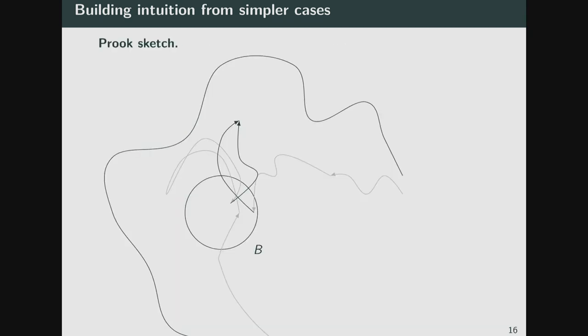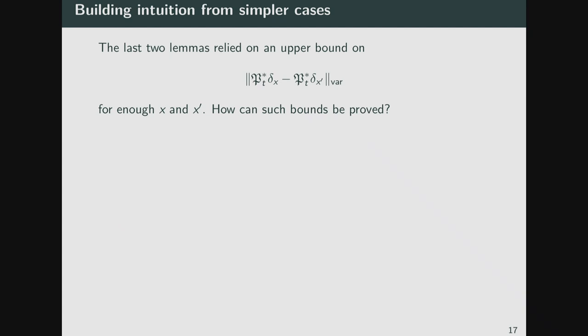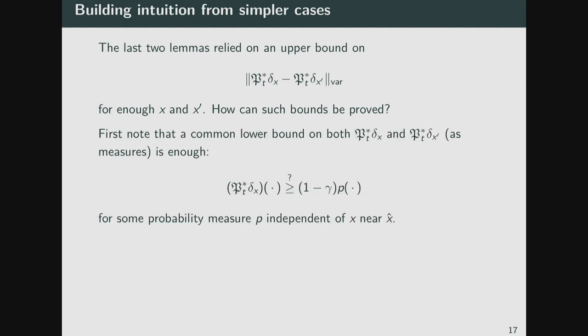Now, so I've introduced, there were two main words in the first line of my title. It was a coupling and controllability approach. So that was the coupling part. Now, why controllability? Why is controllability important in this business? Well, it's because in those two lemmas, right, you need an upper bound on the difference. And to get an upper bound on the difference, it's sufficient to get a common lower bound, right?